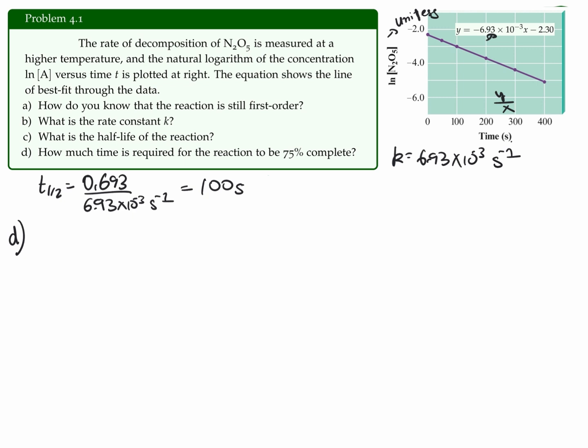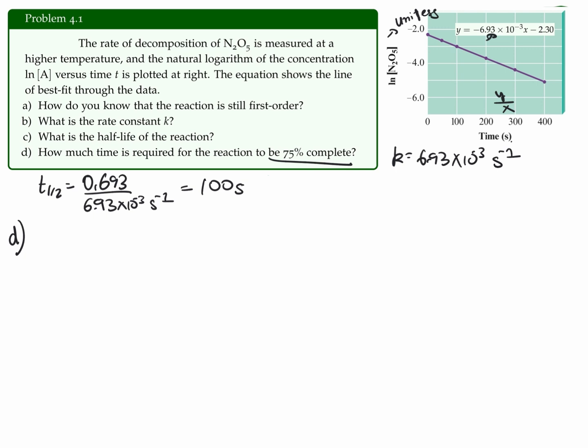For D, how much time is required for the reaction to be 75% complete? Couple ways of doing this. Note, we can only do a problem like this, where it only gives us the percentages and not any information about concentration, when it's first order. Because first order, the concentration initially doesn't matter. It always takes the same amount of time to go from like 100% to 30% or 100% to 1%.